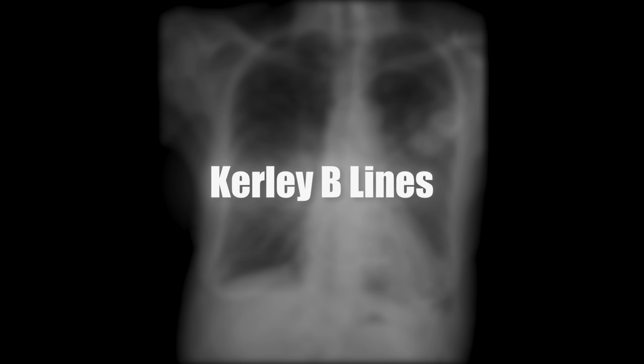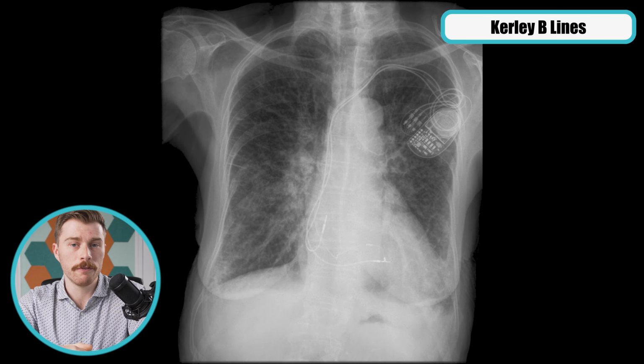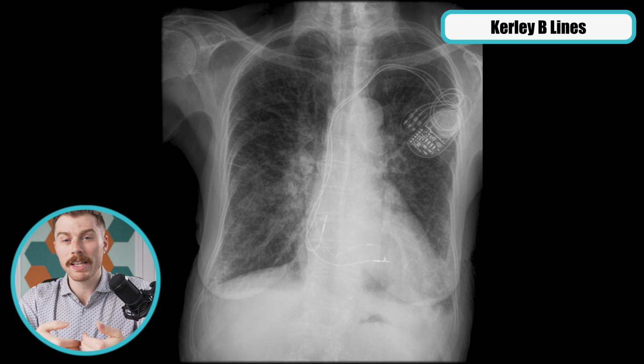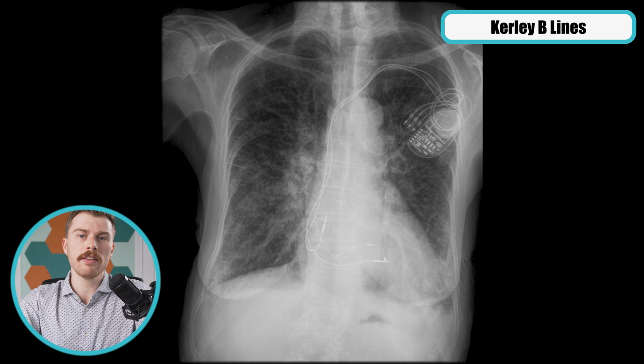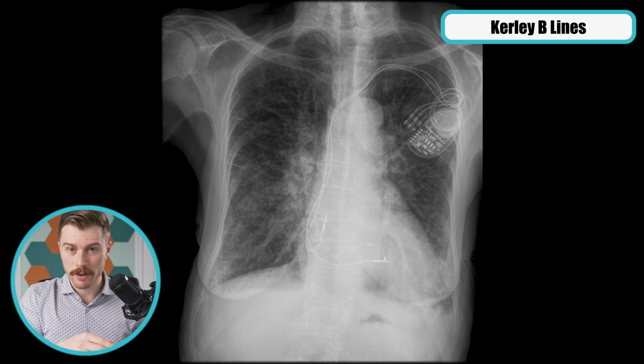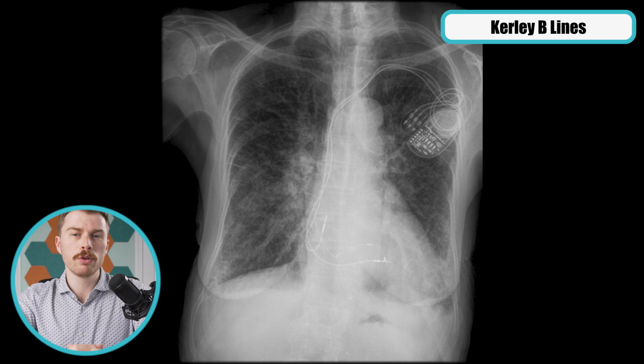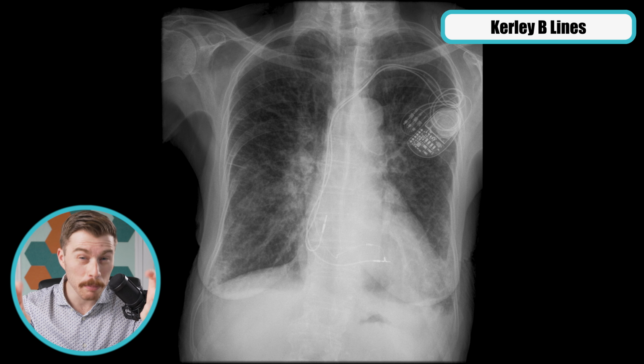Crock pot from hell. Kerley B lines show up when the left ventricle fails to pump efficiently, causing fluid to accumulate in the lungs. As the ventricle weakens, blood backs up into the pulmonary veins, increasing pressure until fluid begins leaking into the interlobular septa.